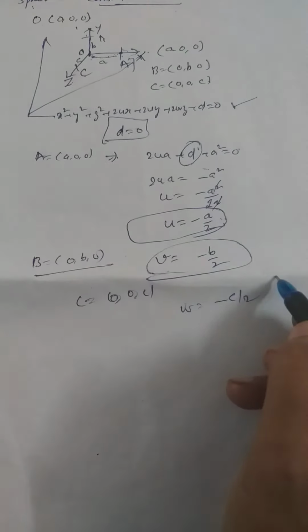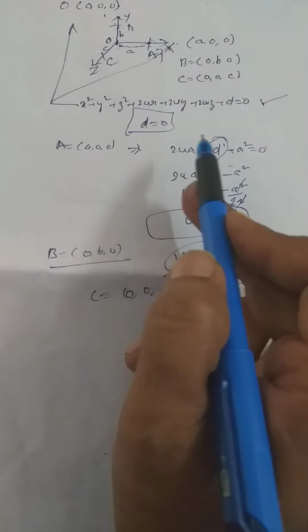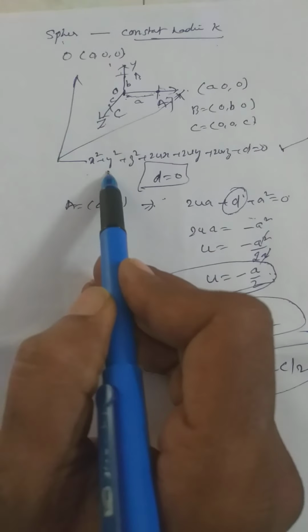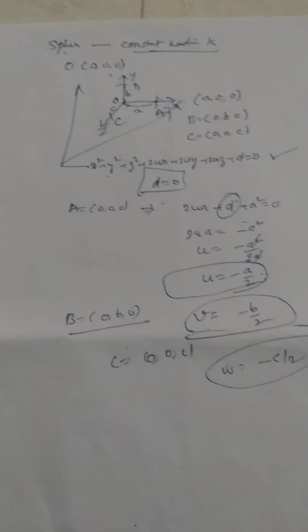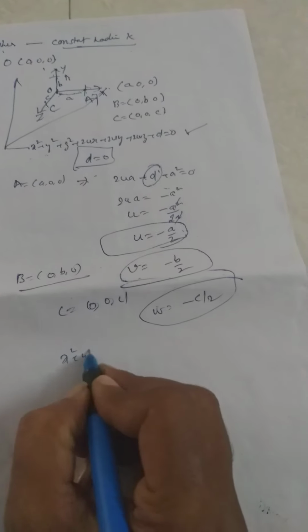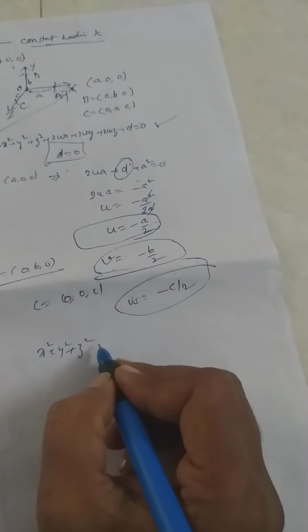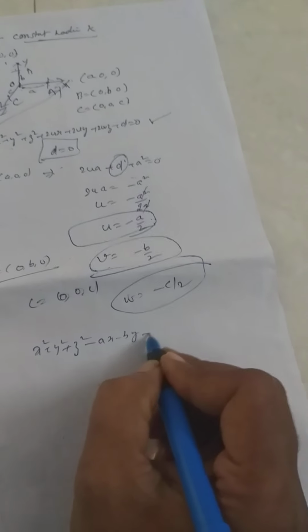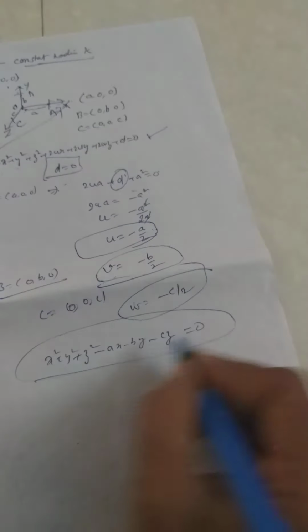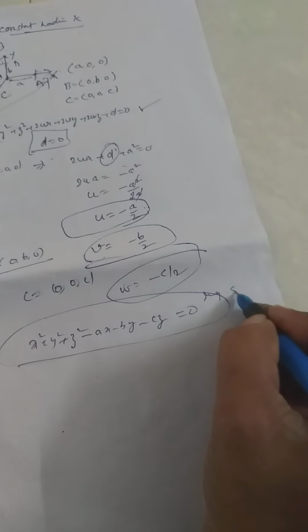You know the u value, v value, w value, and d value, right? Substitute these values in this equation. This is our required equation of the sphere which is passing through the given points. Then what you'll get? x square plus y square plus z square minus ax minus by minus cz plus d value is equal to 0. This is our required equation of a sphere, right?